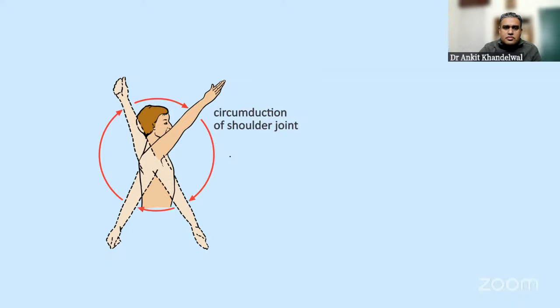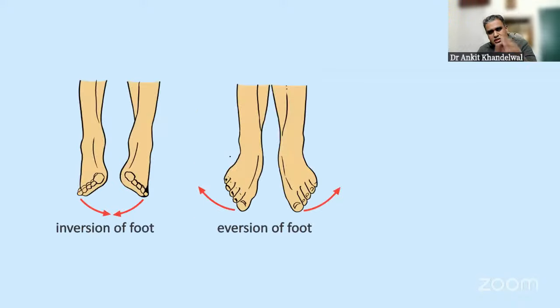This is circumduction. Inversion comes in the foot part, but understand that inversion means that the sole is facing on the inner side or the medial side. This is inversion of foot. The lower limb we have not covered, but at least in general anatomy you should know that this is inversion, when the sole faces medially. Eversion is when the sole is facing laterally or outside. That is eversion. This is the opposite.